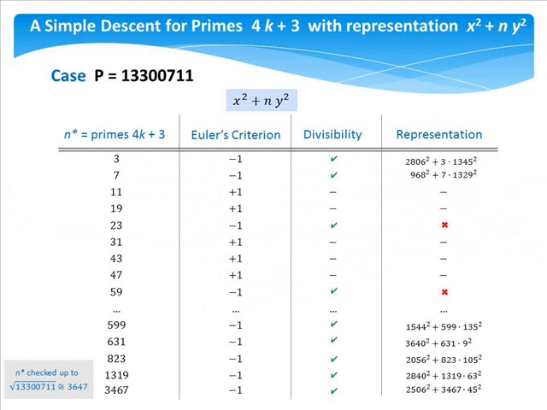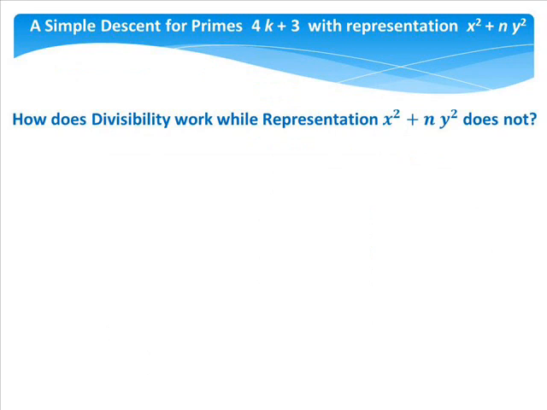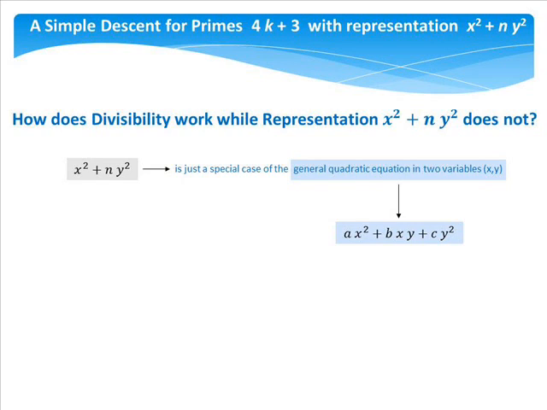In this table, we summarize the findings. For primes of the form 4k plus 3, where Euler's criterion holds with -1, we consistently observe divisibility. However, in the cases of 23 and 59, representation is lacking. So a question naturally arises. How is it that divisibility does operate, whereas representation in the form x squared plus n times y squared fails to hold? Well, x squared plus n times y squared is just a special case of the general quadratic equation in two variables, x and y.